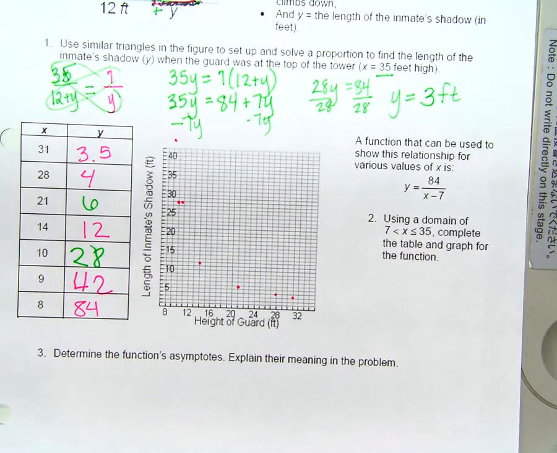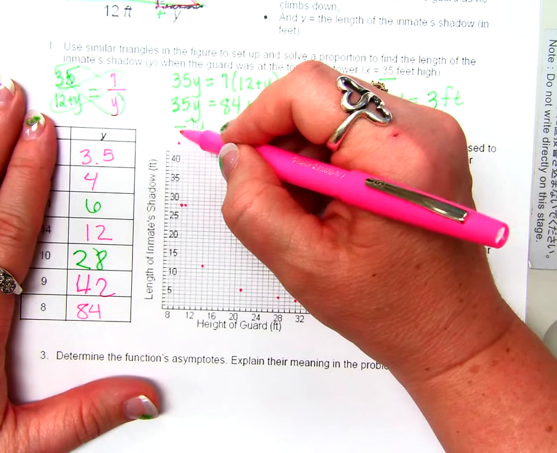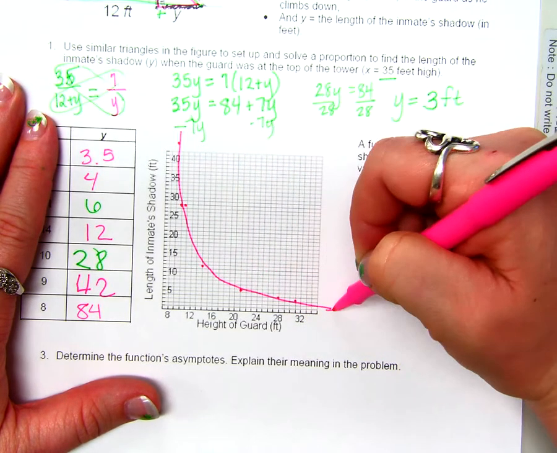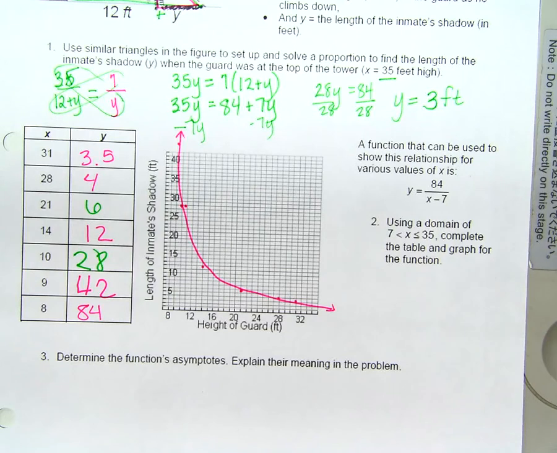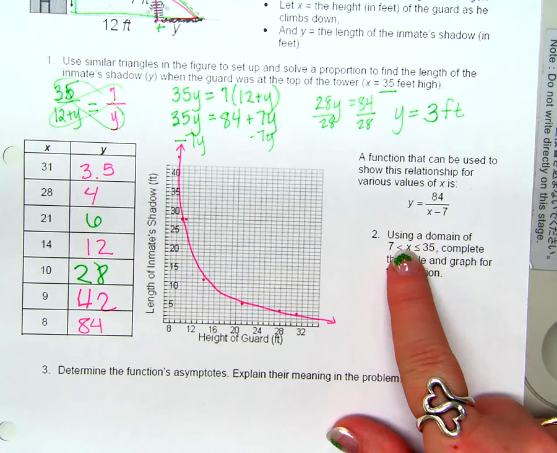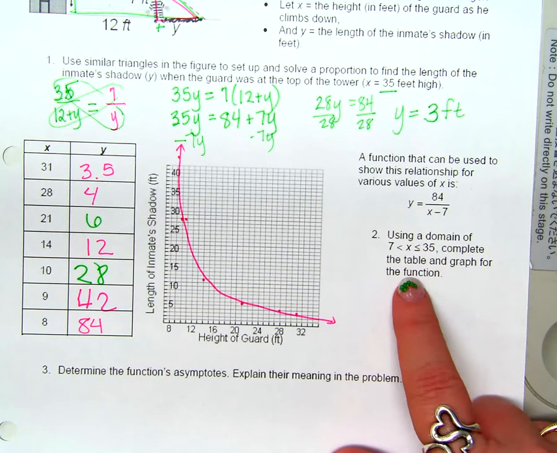I can't even plot the last point though, can I? So I can't go up 84. Okay, so does yours look similar to that? So we just did problem number 2. Using a domain of 7 is less than x is less than or equal to 35, complete the table and graph for the function.